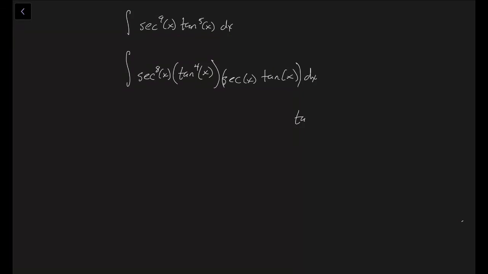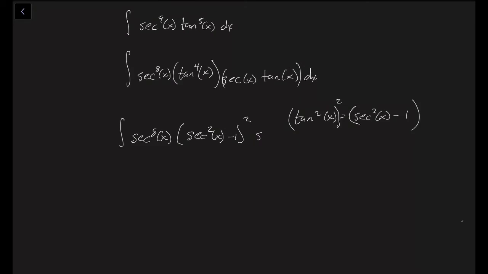Now we know that tangent squared of x is equal to secant squared of x minus 1. So let's put it in there and make this replacement. So we have secant to the 8th of x, and we have tangent to the 4th. So tangent squared is tangent to the 4th, and so we have secant squared of x minus 1 all squared times secant x tangent of x dx. Now it's just a simple u substitution.